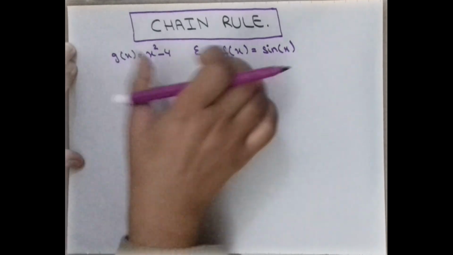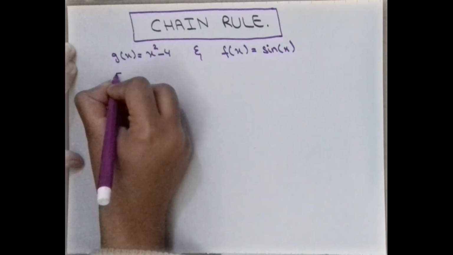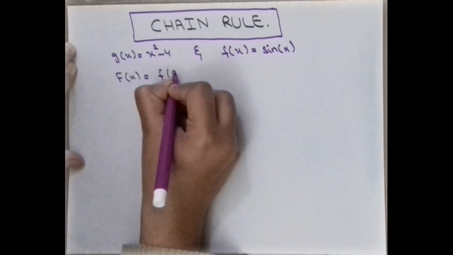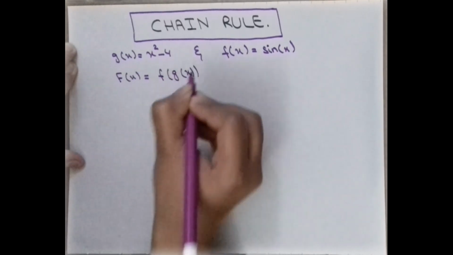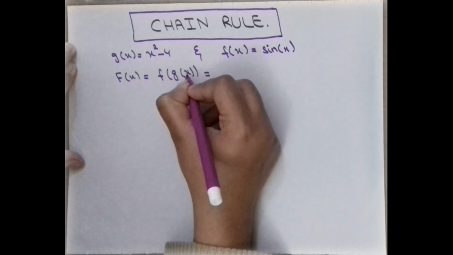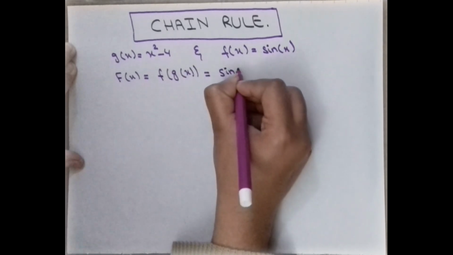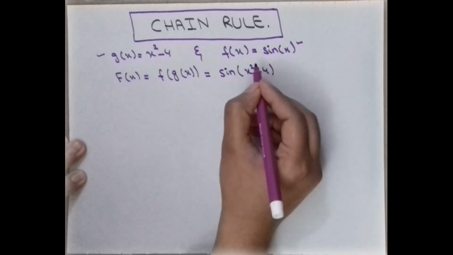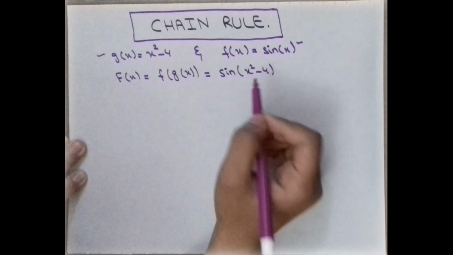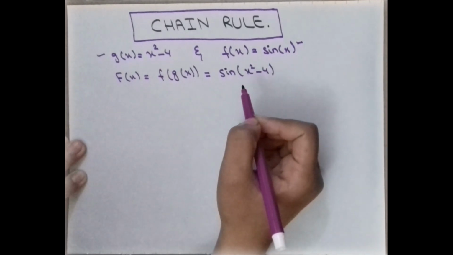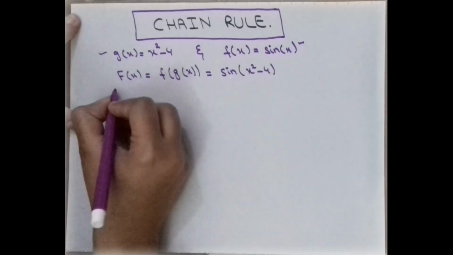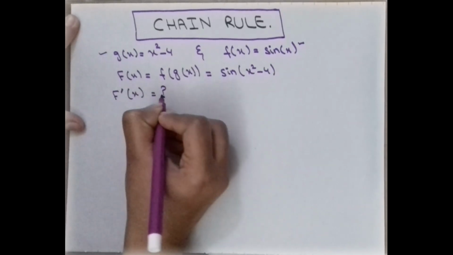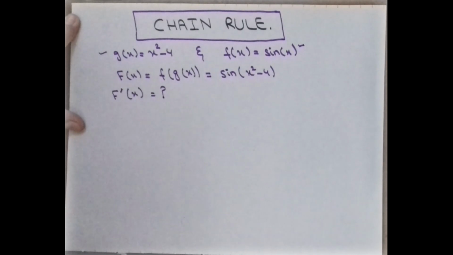But what to do when we have to differentiate composite functions, a function with another function, like f of x equals sine of x square minus 4? Differentiation formulas do not tell us how to calculate the derivative of a composite function. So here is the question: how do we find it?